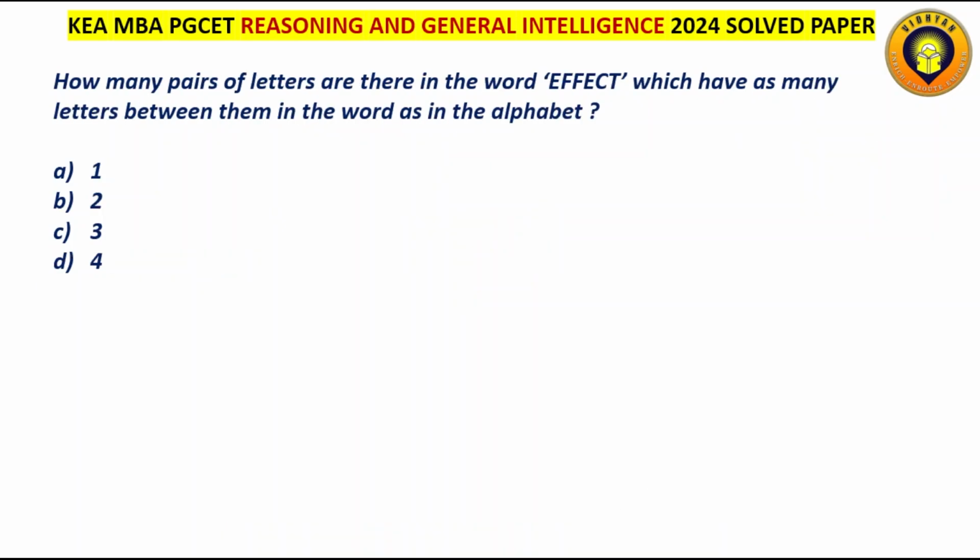How many pairs of letters are there in the word effect which have as many letters between them in the word as in the alphabet? So how do you have to solve this? It's a very simple question. Understand how to solve this.